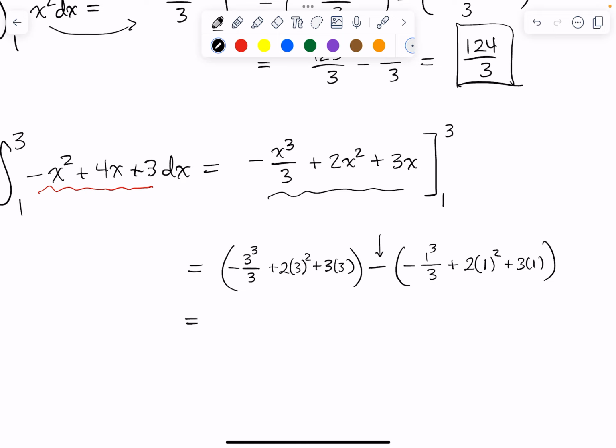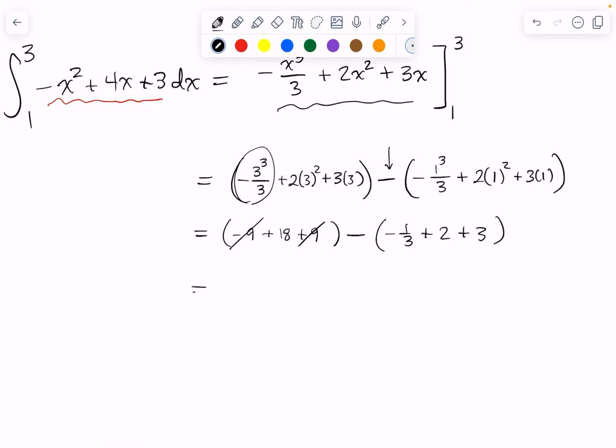All right. What does this turn into? That's a lot of 3's. There's 3 3's there. 3 cubed, 27 divided by 3. That's negative 9. And then I get 9 times 2, 18, plus 9. Okay, so that's nice. These 9's cancel. And then I'll keep the minus sign here, and let's do the inside of this one. We get negative 1/3 plus 2 plus 3.